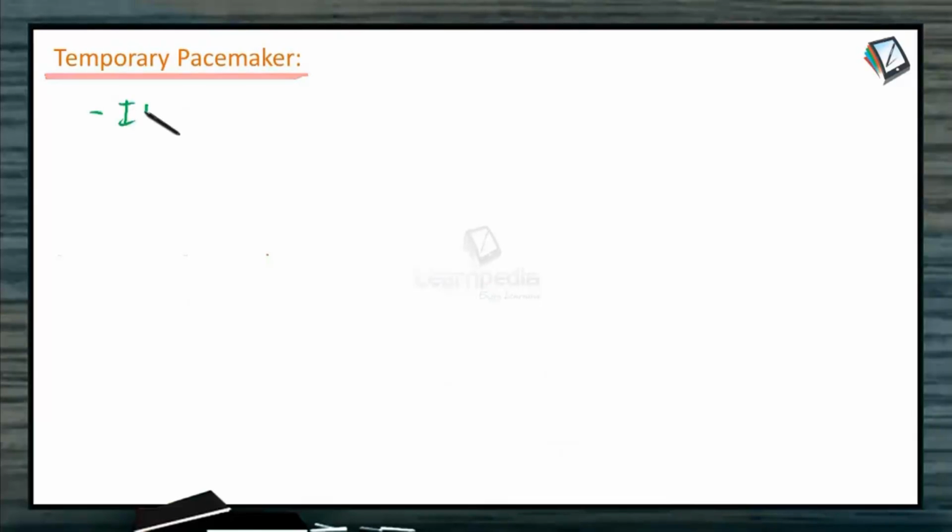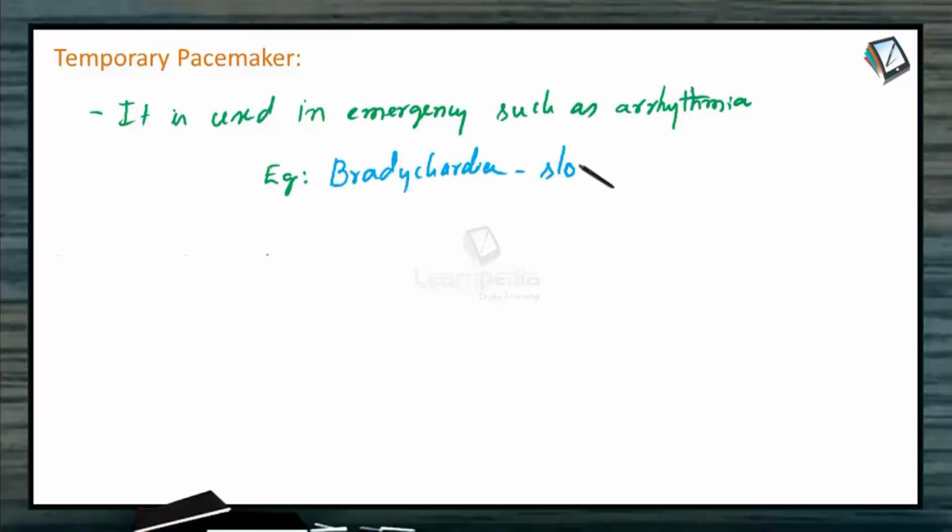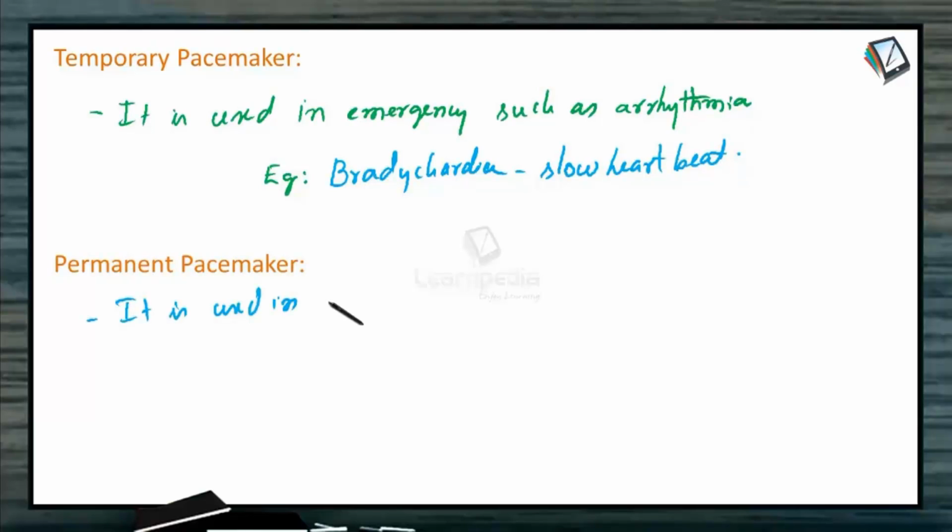It is used in emergencies such as cardiac arrhythmia control. Example, bradycardia, that means slow heartbeat. Then the permanent pacemaker is used in atrioventricular block or AV block and SA node dysfunction.